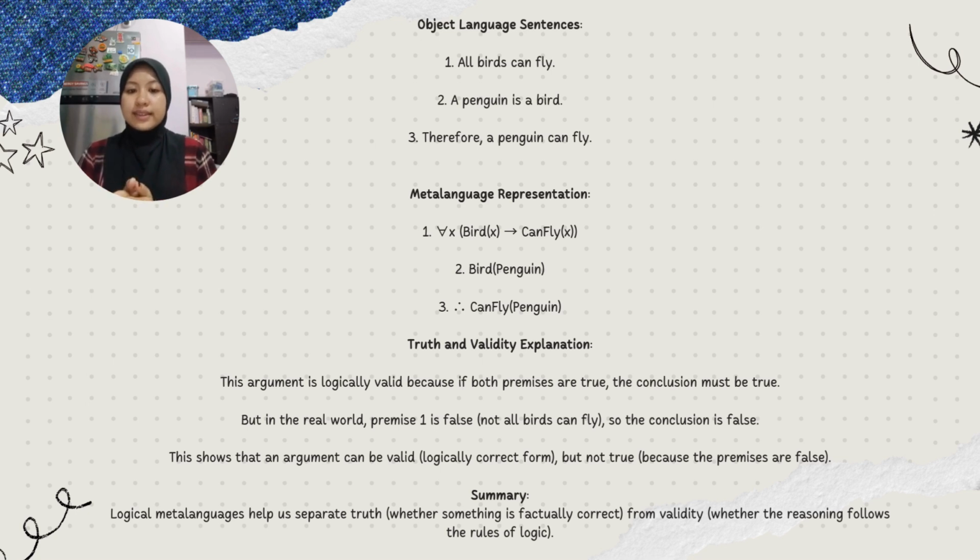Logically, this is valid because the conclusion follows from the premises, but in reality, the first statement is false since not all birds can fly. So, the conclusion is false even if the logic is valid. This shows us that validity and truth are not the same.